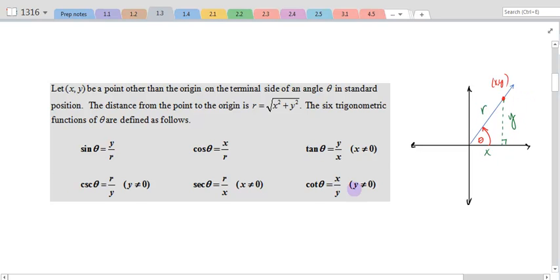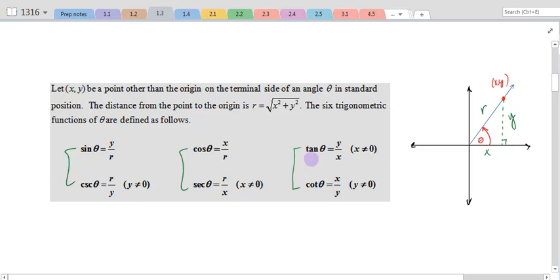And then these three are just the reciprocals. Sine and cosecant go together, cosine and secant go together, and tangent and cotangent go together. So if I know what sine is, I can figure out what cosecant is by just flipping the fraction. Same goes for the second pair and for the third pair.